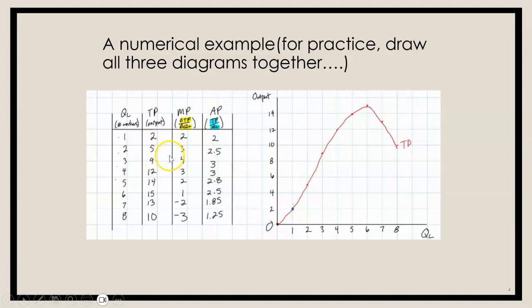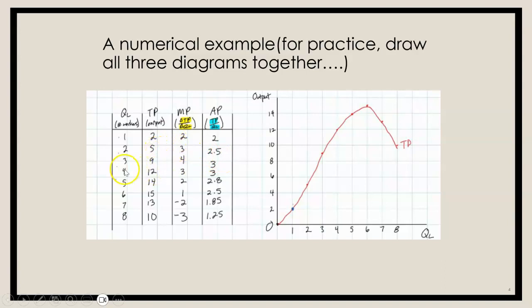Once I have total product, I can go through and say, okay, my total product is 9. I'm using 3 workers, so the average product is 9 divided by 3 equals 3. And you can do that at the other levels of output as well. If I gave you total product, you could calculate average product, as I just did, but you could also get marginal product from the total product.